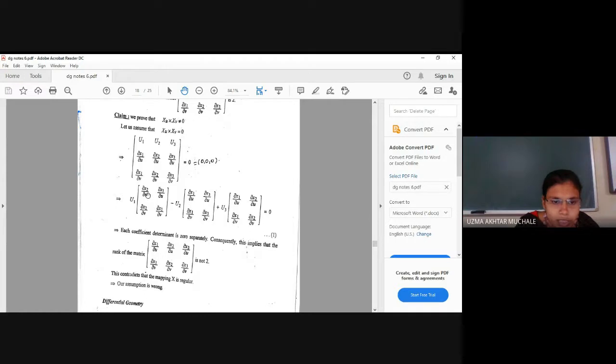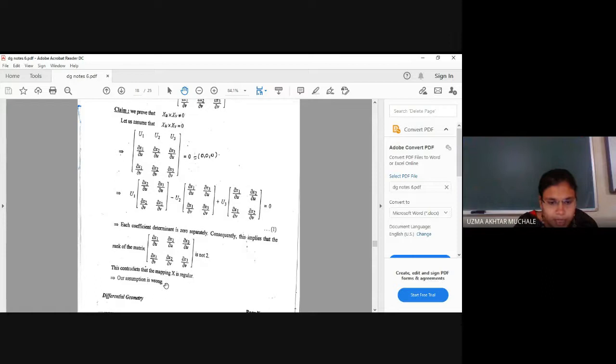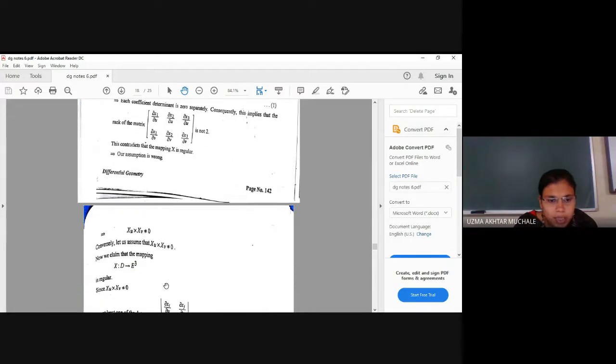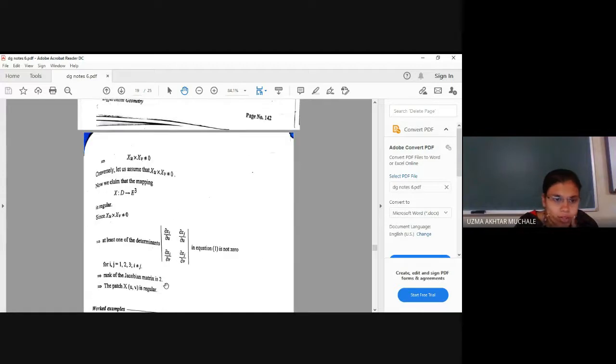Why? Because if this is 0, this is 0, this is 0, it means the rank of the matrix is not equal to 2. But we are given that the rank of the matrix is equal to 2. If the rank of a matrix is equal to 2, at least one minor of order 2 cross 2 is non-zero. Okay, this contradicts our assumption. Hence, what should be the correct assumption? Xu cross xv should be non-zero.